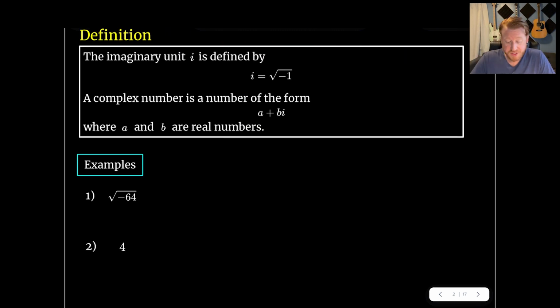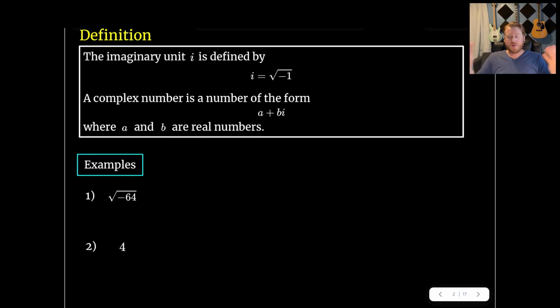So we'll start with the definition here. The imaginary unit i is defined as the square root of -1. Now, it is unfortunate that we refer to this as an imaginary number or an imaginary unit because it definitely exists. It is not just a part of our imagination. It has very real consequences, especially in engineering and lots of other fields.